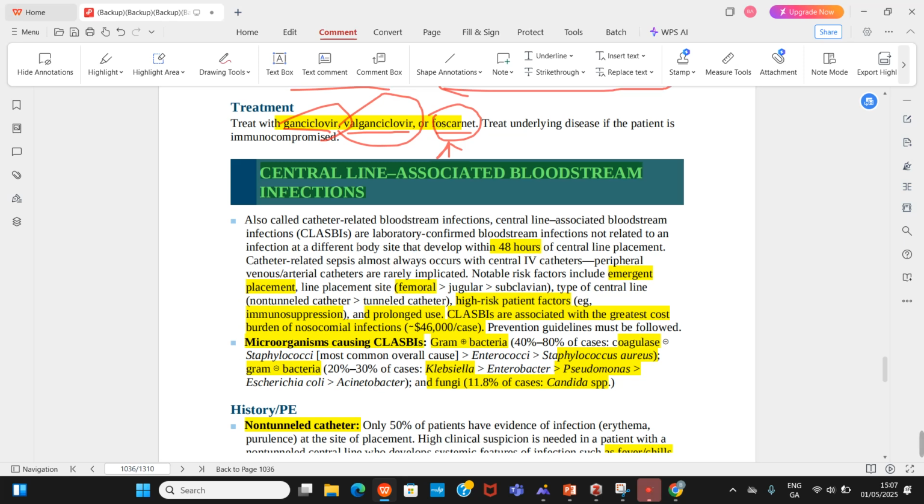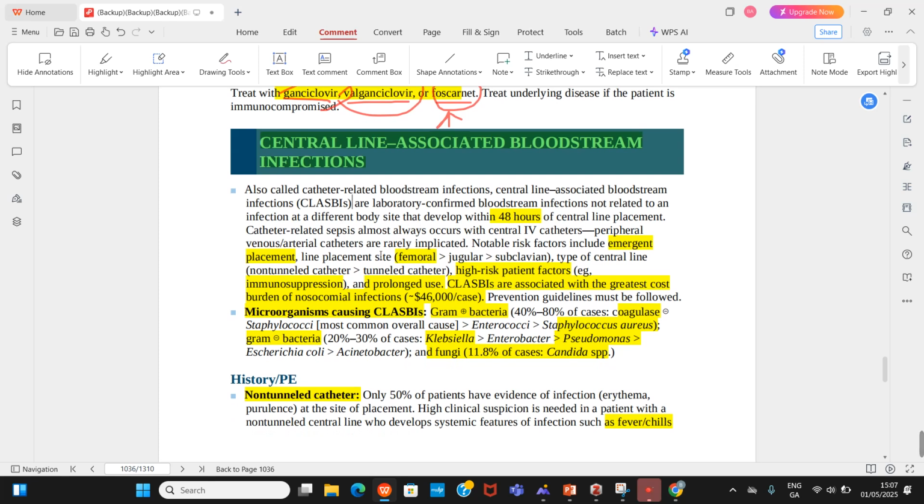So central line associated bloodstream infection, we call them CLABSI. They are infections that occur after 48 hours of setting the central line. So it's much more common in central lines that are inserted into the veins than the arterial ones, and even more than the peripheral ones that we set in the arteries in the limbs. So the notable risk factors include emergent placement.